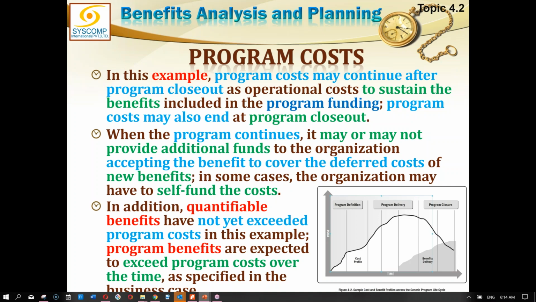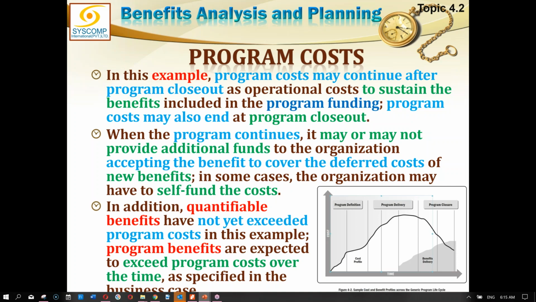So both possibilities can be there. When the program continues, it may or may not provide additional funds to the organization accepting the benefits to cover the deferred cost of new benefits. In some cases, the organization may have to self-fund the cost. Maybe I have handed over this benefit to you, and your organization is now going to make the operational expenditure in the maintenance of those benefits. So this may have been your organization's own arrangement.